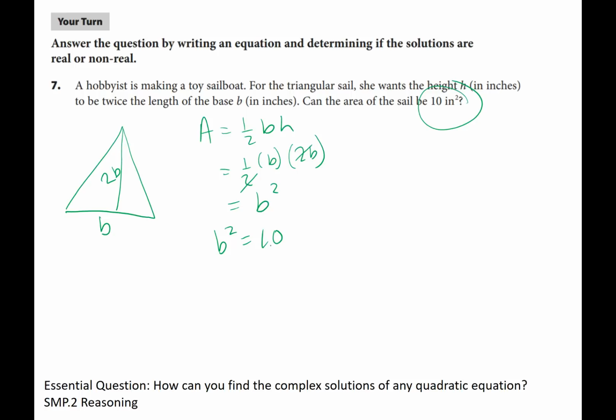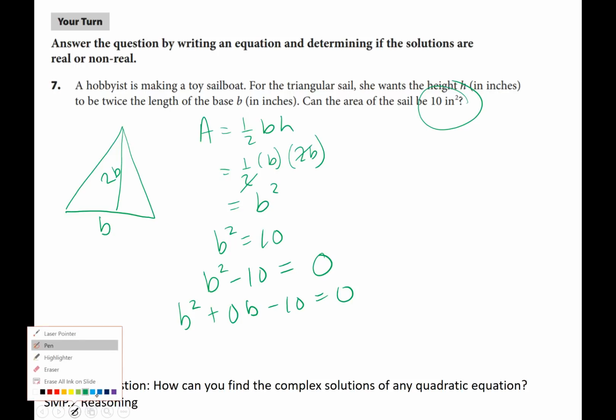I'm going to get it equal to 0 so I know what my A, my B, and my C are. Even though I used a B there, we're still going to have our A, B, and C value. So B squared minus 10 equals 0. So if we're thinking about A, B, and C now, we really have B squared plus 0 B's minus 10 equals 0. So there isn't an actual B value. So according to our little formula, the A would be the 1 in front, the B would be the 0, and the C would be the -10.